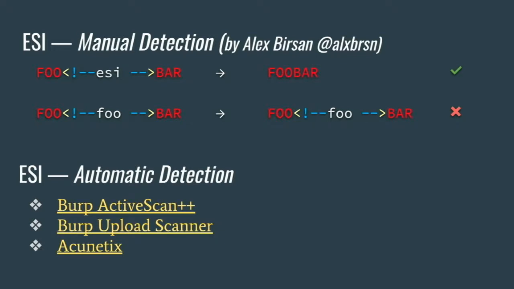If you don't want to mess with manual detection, you can use either of these three tools. I know for a fact that Burp Active Scan++ and Upload Scanner are going to use this heuristic. Acunetix, however, I don't know how they find ESI. I just know that they claim that they do.